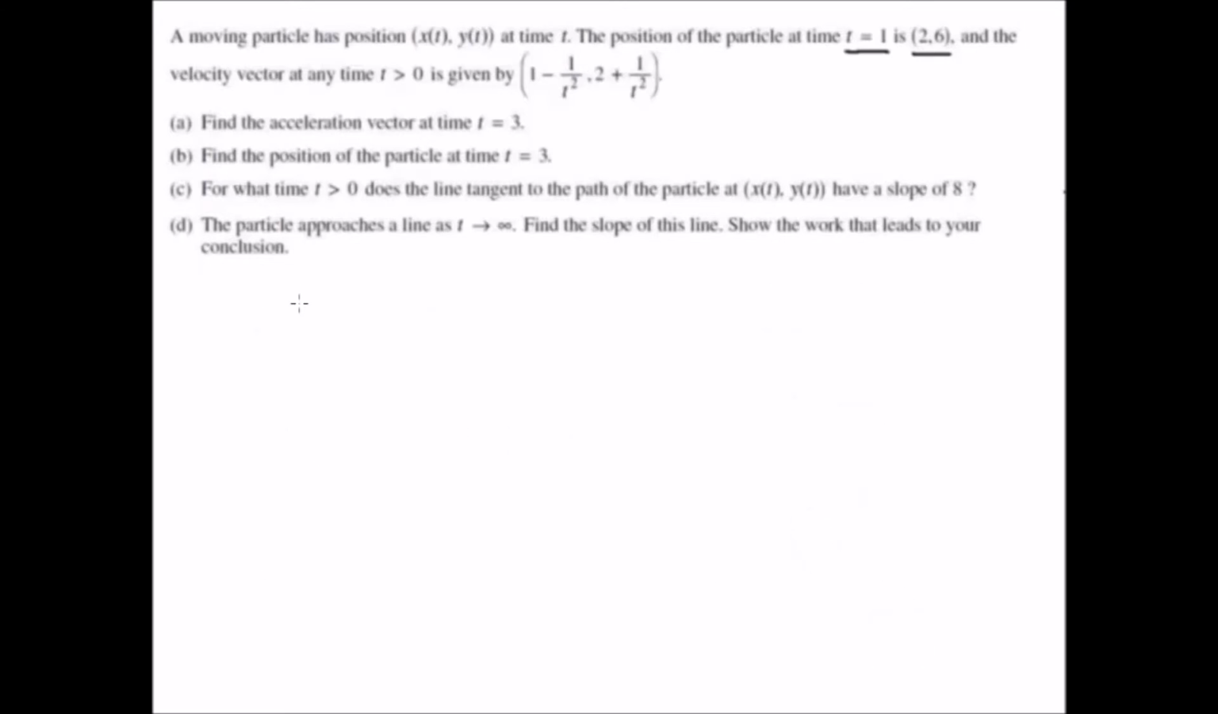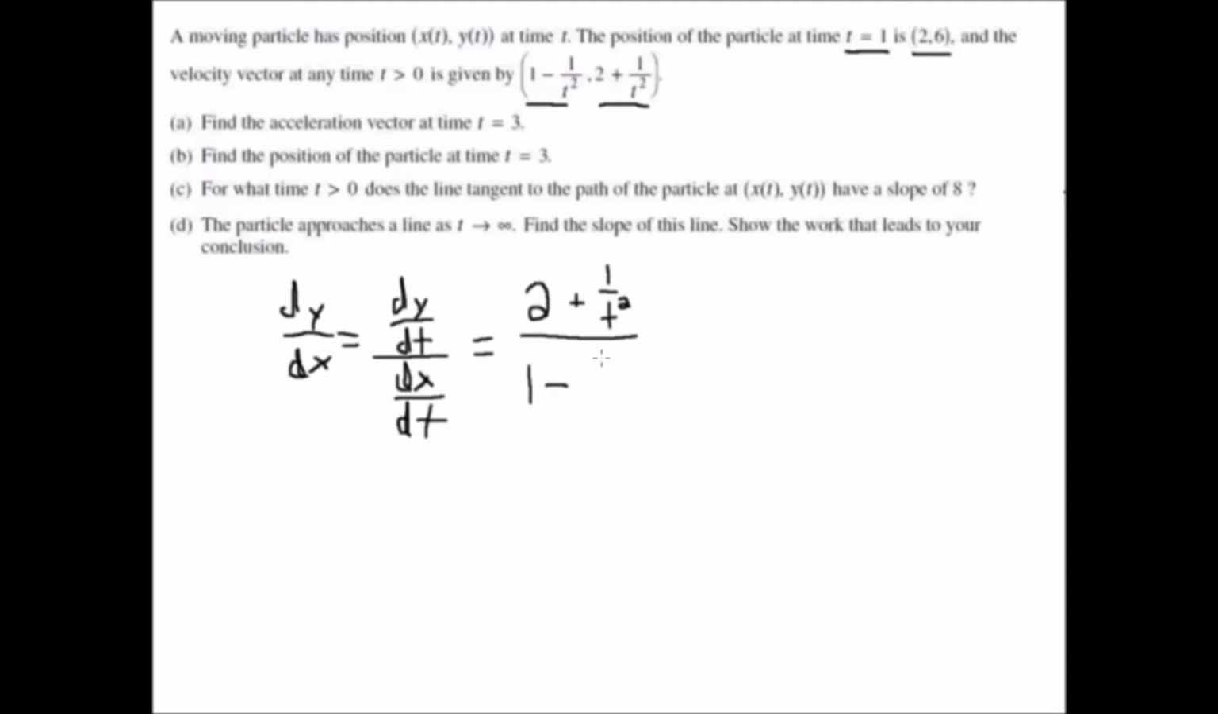Now we're going to move on to C, and we're looking for the time t when the magnitude of the velocity is 8. So to do that, we're going to do dy over dx, and that's equivalent to dy dt over dx dt. So that's going to be equivalent to these two numbers here, because this is our dx dt and this is our dy dt. So we're going to put one over the other and set them equal to 8 and then solve for t. So that's 2 plus 1 over t squared over 1 minus 1 over t squared. And that needs to be equivalent to 8.